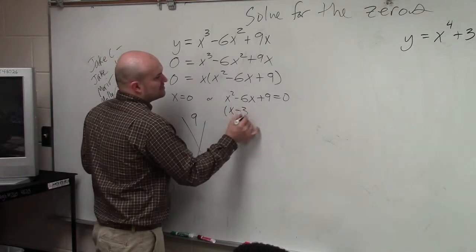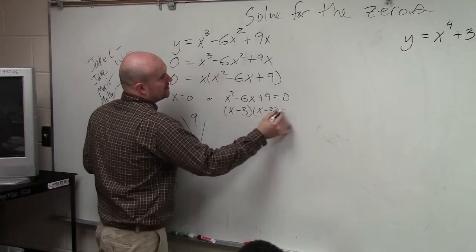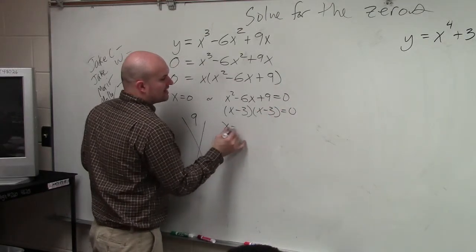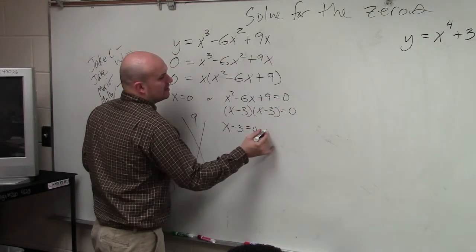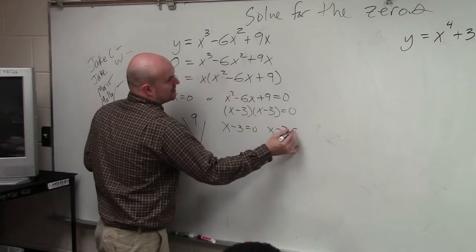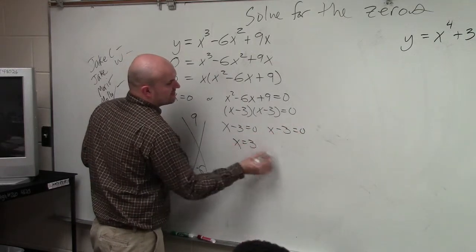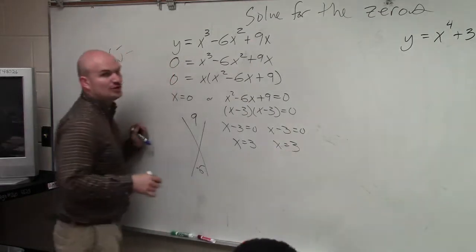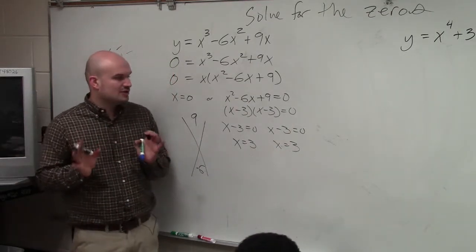So you can say x minus 3 times x minus 3 equals 0. So therefore, x minus 3 equals 0, and x minus 3 equals 0. So therefore, x equals 3. Now, these are redundant, but I'm going to show them in just a second. I'm going to show a case.